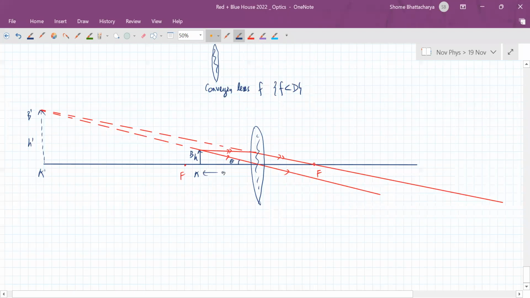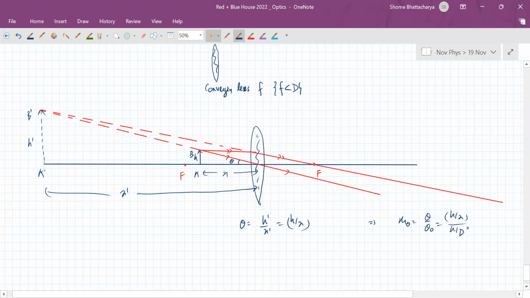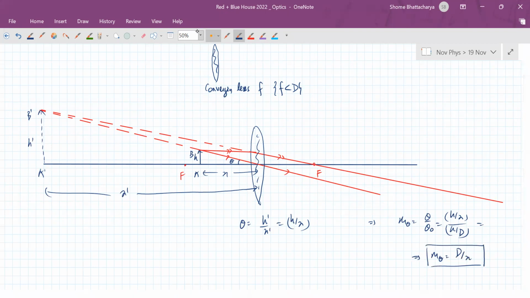So we've kept the object at a distance x. Let's say the image appears at a distance x prime. So you can see theta, which is h prime by x prime, is the same thing as h by x. So the angular magnification, which is theta upon theta naught, becomes h by x divided by h by d, which is ultimately telling us that the angular magnification achieved is d by x. Now remember that the focal length is less than d, and here x will be less than d, so obviously it will be greater than 1.